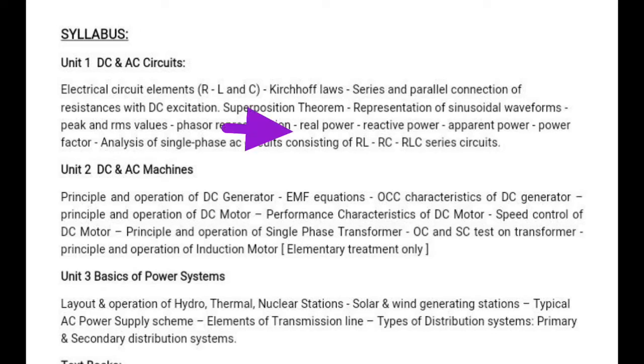Actual power is what the equipment consumes. Reactive power is the power required to rotate the magnetic field. To rotate the machines, the reactive power is required. Next, apparent power. What is apparent power? It is also known as complex power.